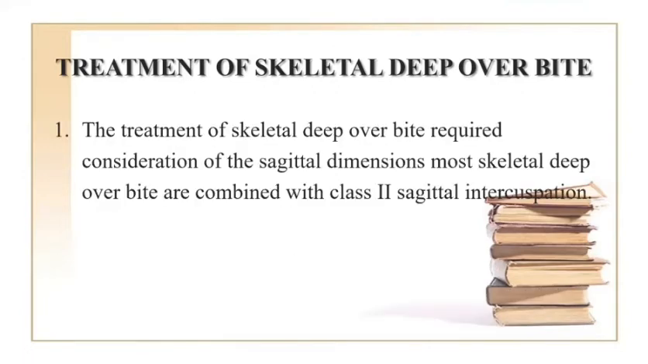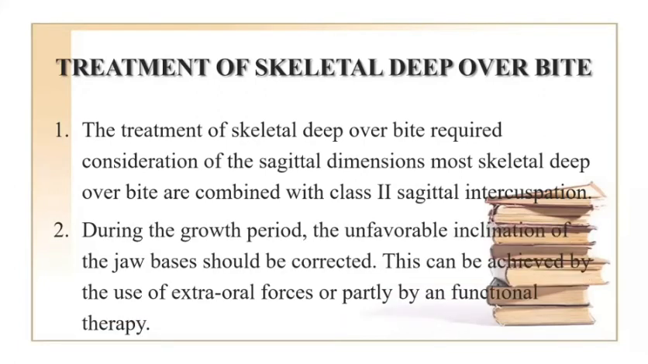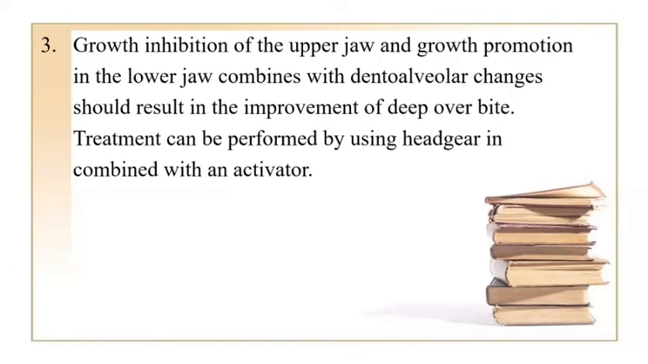Treatment of skeletal deep overbite. It requires consideration of the sagittal dimension. Most skeletal deep overbites are combined with class 2 sagittal intercuspation. During the growth period, the unfavorable inclination of the jaw bases should be corrected. This can be achieved by the use of extraoral forces or partially by functional therapy. Growth inhibition of the upper jaw and growth promotion in the lower jaw combined with the dentoalveolar changes should result in the improvement of the deep overbite.